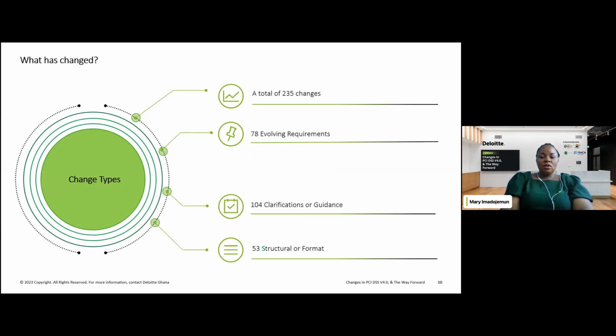Change types. From the previous slide, I said that there are 3 changes that have occurred. So 78 of them were evolving requirements, 104 of them were clarification or guidance, and 53 of them were structural or format changes.